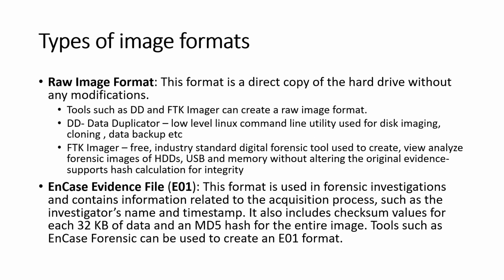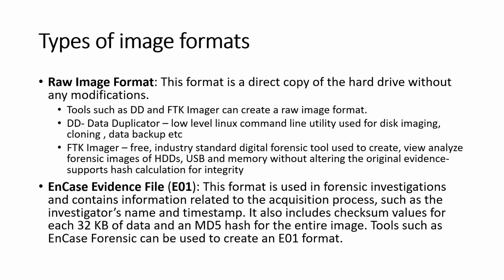So, first is a raw image format. This format is a direct copy of the hard drive or whatever data we are trying to take as evidence. So there are specific tools. Say, for example, dd, the data duplicator, is a low-level Linux command line utility which is used for disk imaging, to create a clone of the disk or backing up of data, etc. There is another tool called FTK Imager, which is a free industry standard digital forensic tool used to create, view, and analyze forensic images of hard disks, USBs, memories, etc., without altering the original evidence. And it also supports hash calculation for integrity.